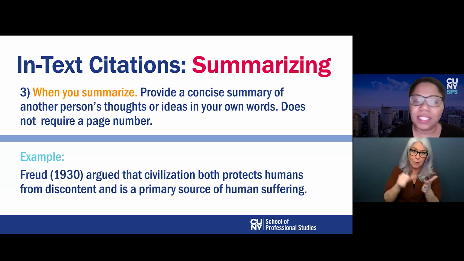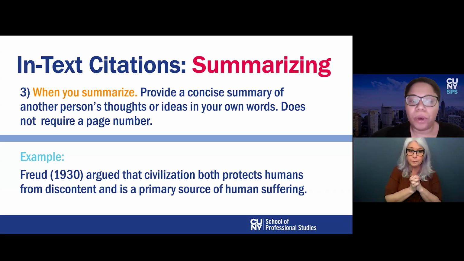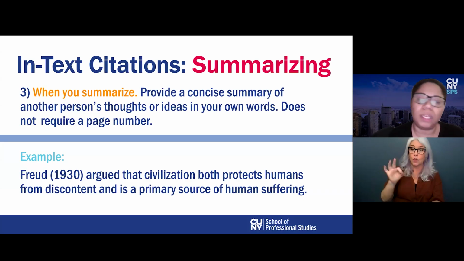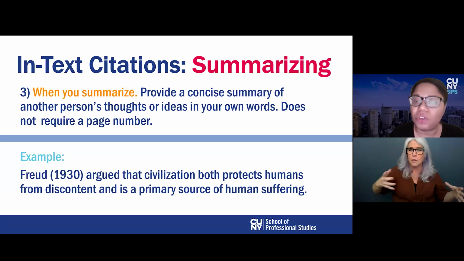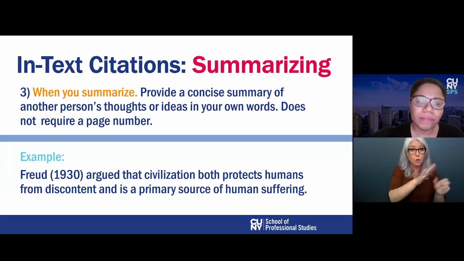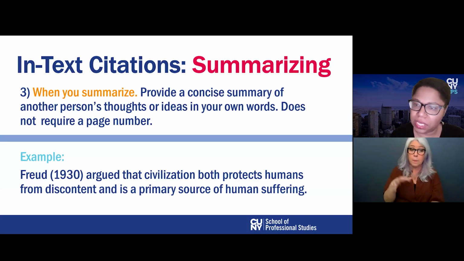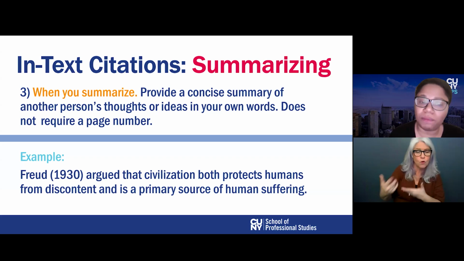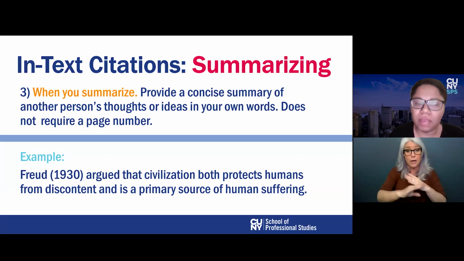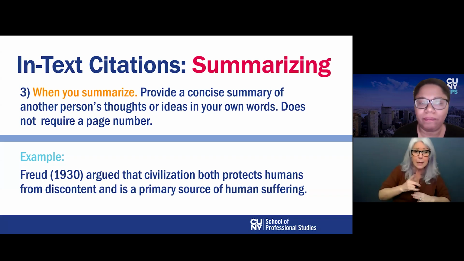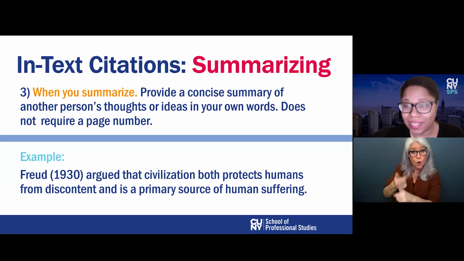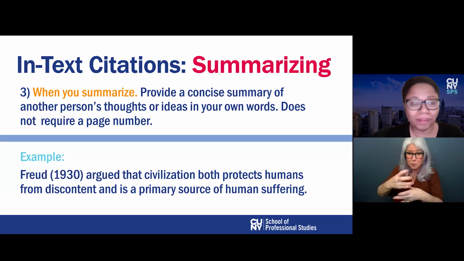pages. So let's say that you read a book written by Freud, published in 1930, and you want to summarize the main idea of the entire book in a few sentences or less, you could write something like this. Freud (1930) argued that civilization both protects humans from discontent and is a primary source of human suffering. So that's in your own words, but you're summarizing an entire book, so there's no page number.